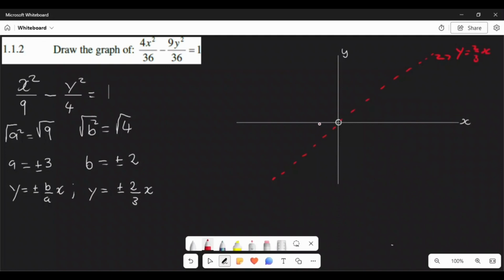And then the other one is gonna go this way. Guys, you can try to use the table to draw this graph, but look at the marks. The marks are so low, there's no need for you to do that, right? So this one here is y equals negative 2 over 3x, because when the gradient is negative, the graph is going to lean this way. When it's positive, it's going to lean that way, right?